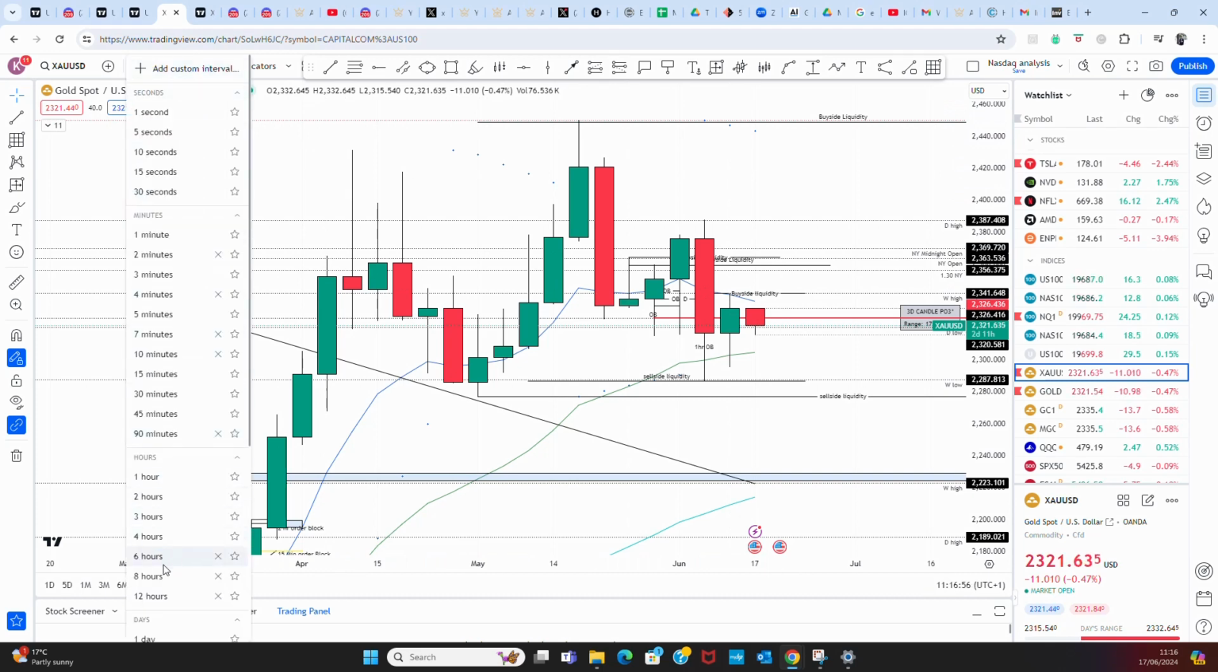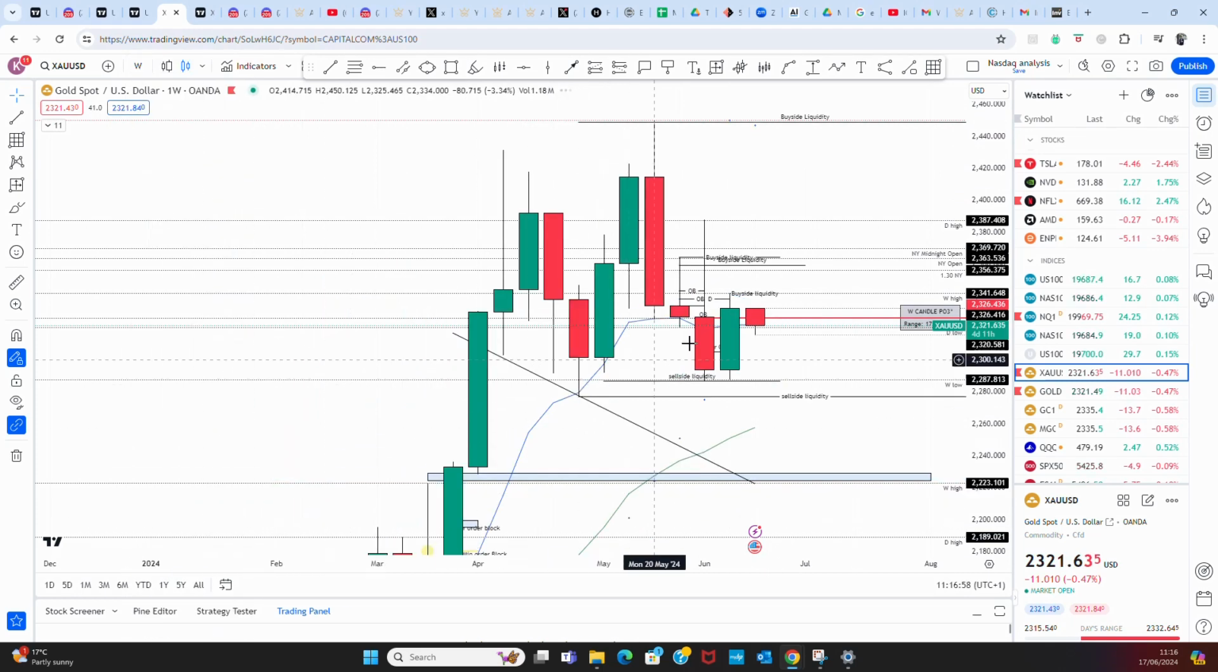So let's look at the weekly. I'm expecting 2344 to be taken. So overall expectation, weekly, expecting buy side liquidity at 2344 to be taken. That's a good 200 pips, guys. Like, take it on with a good position size. You're done for your week, honestly. Move on with your week.